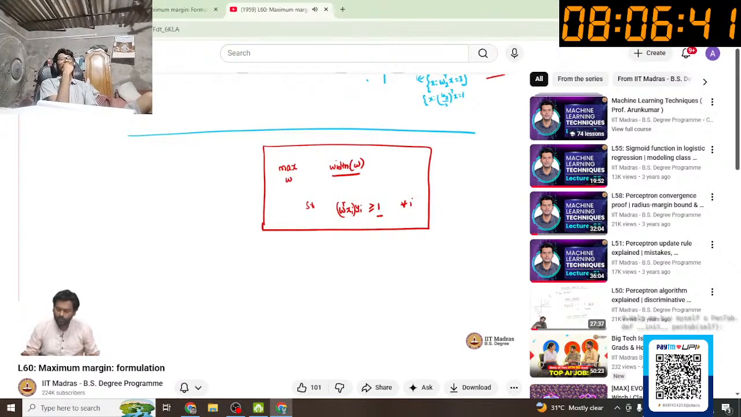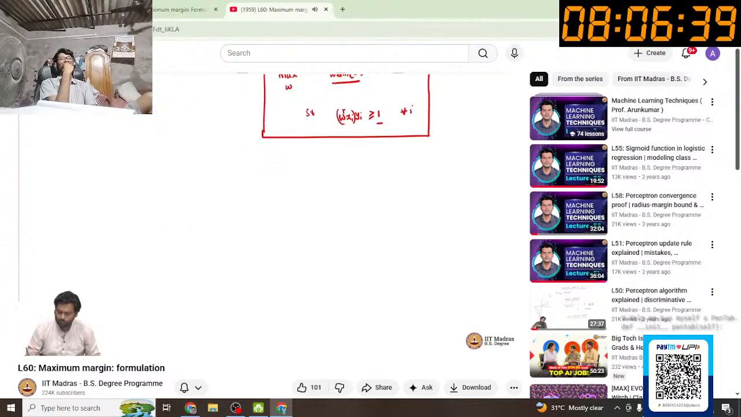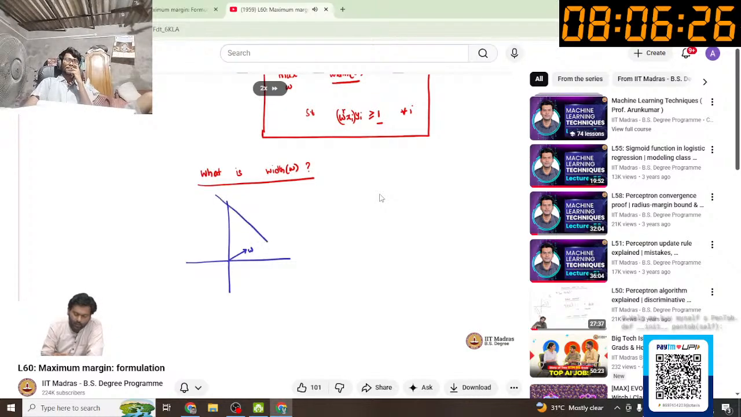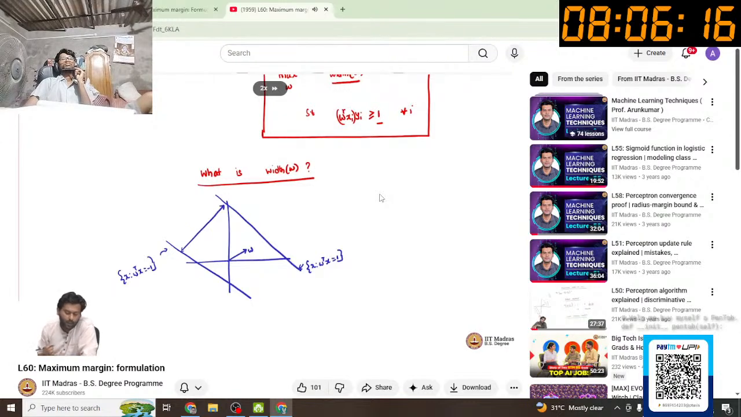Now how can we find the width of W? Well, what are we trying to find out? I give you some W, and this W classifies my data set such that this is the line where W transpose X equals 1, and this is the line where W transpose X equals minus 1. Now I'm asking, what is the length between these two parallel lines? How can we find it?